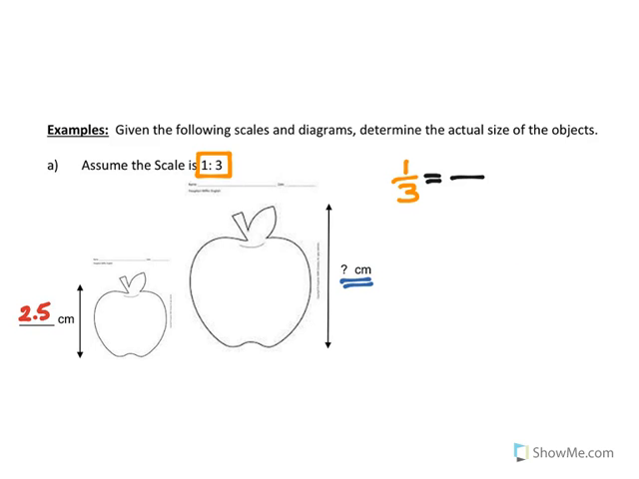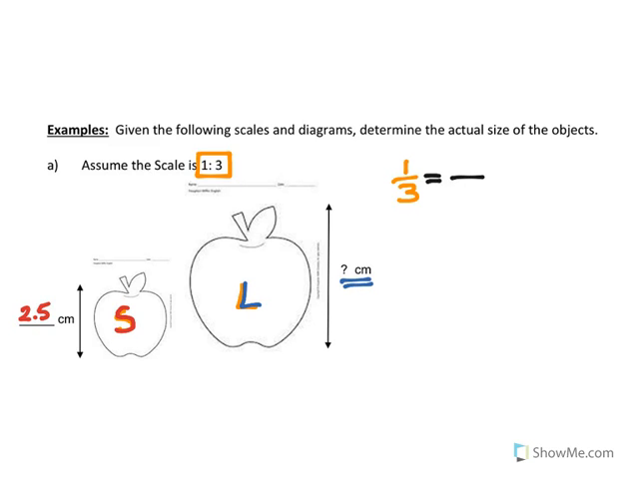So let's start off with this example. Given the following scales and diagrams, determine the actual size of the objects. So here's the diagram, and it seems to be kind of small. And then what we want to do is find the measurement for the large. Now the small is going to be in red, so I should probably have written this in red, and then the large is going to be in blue.